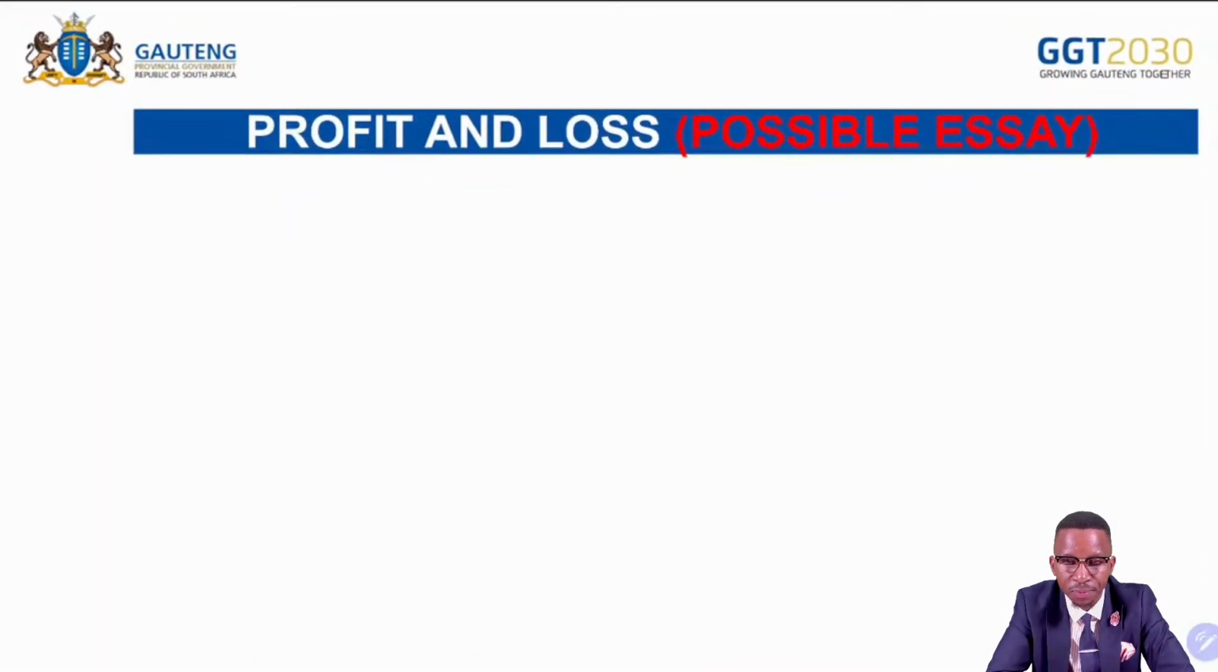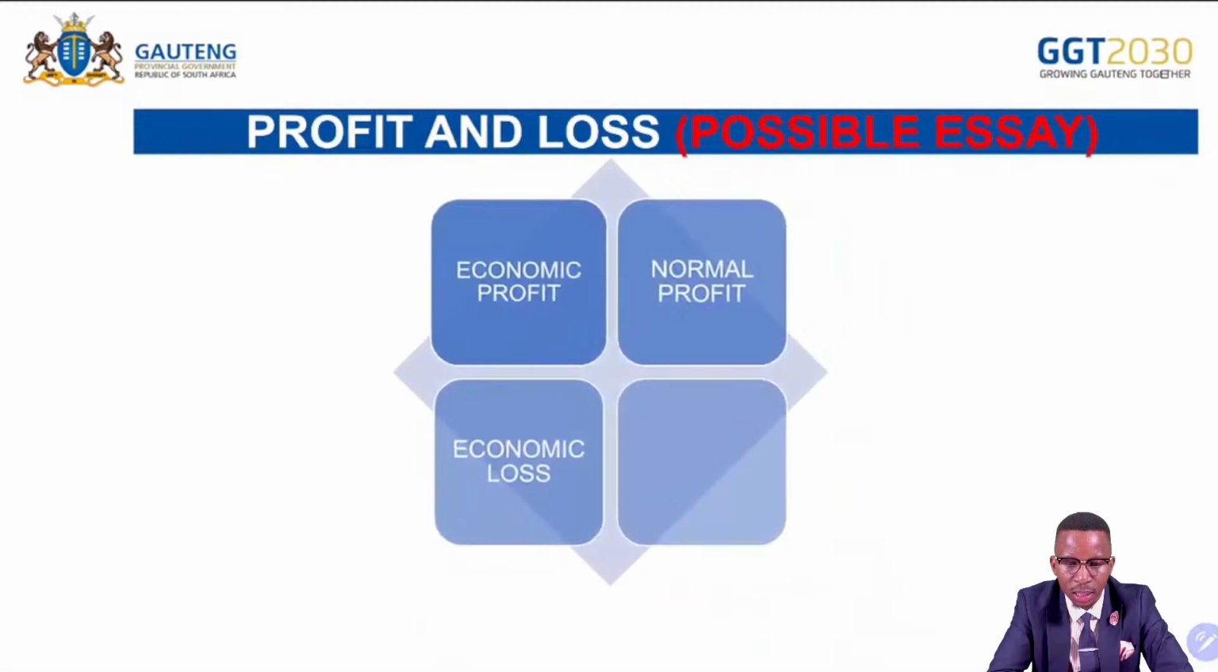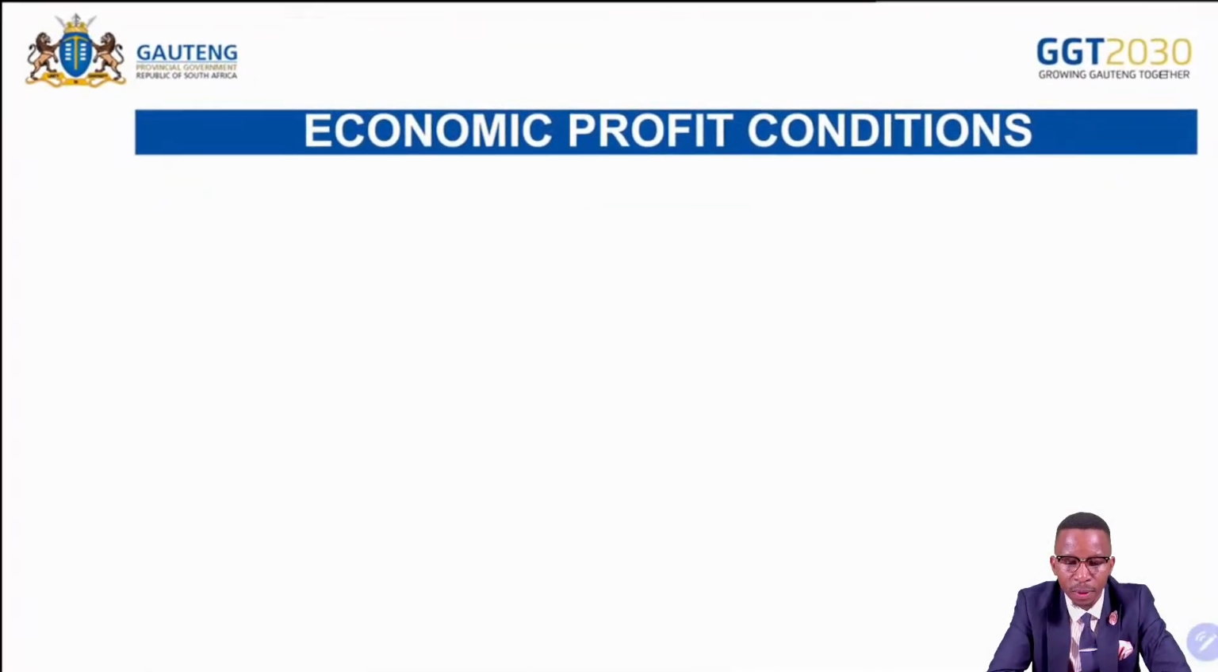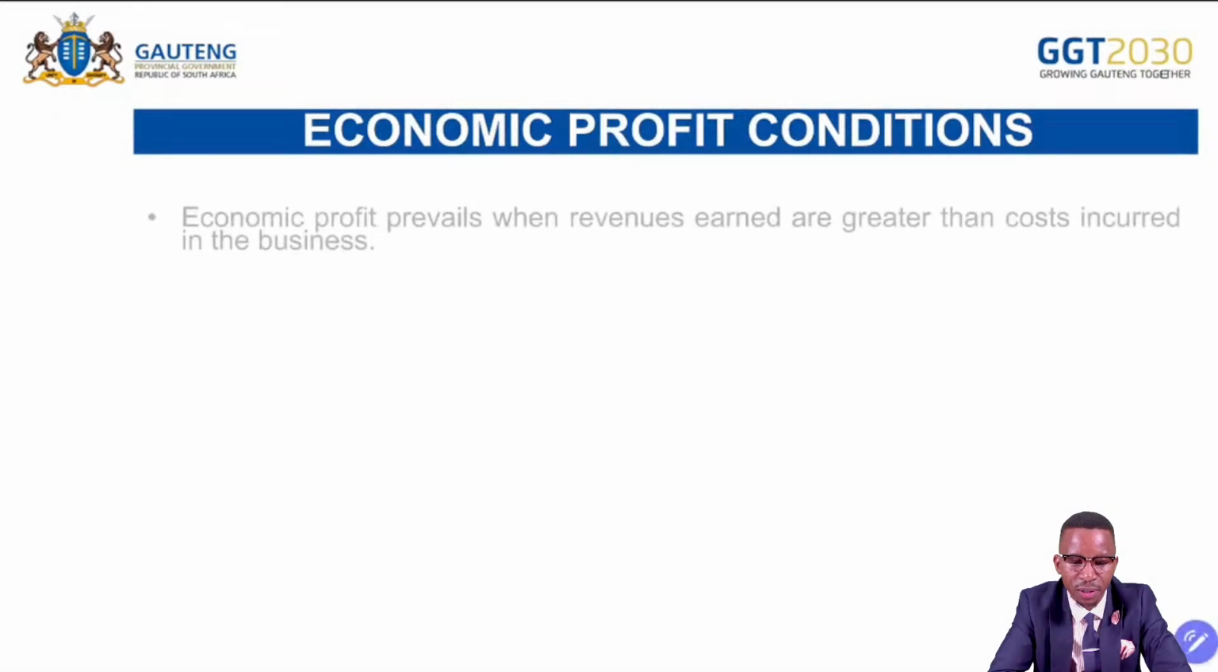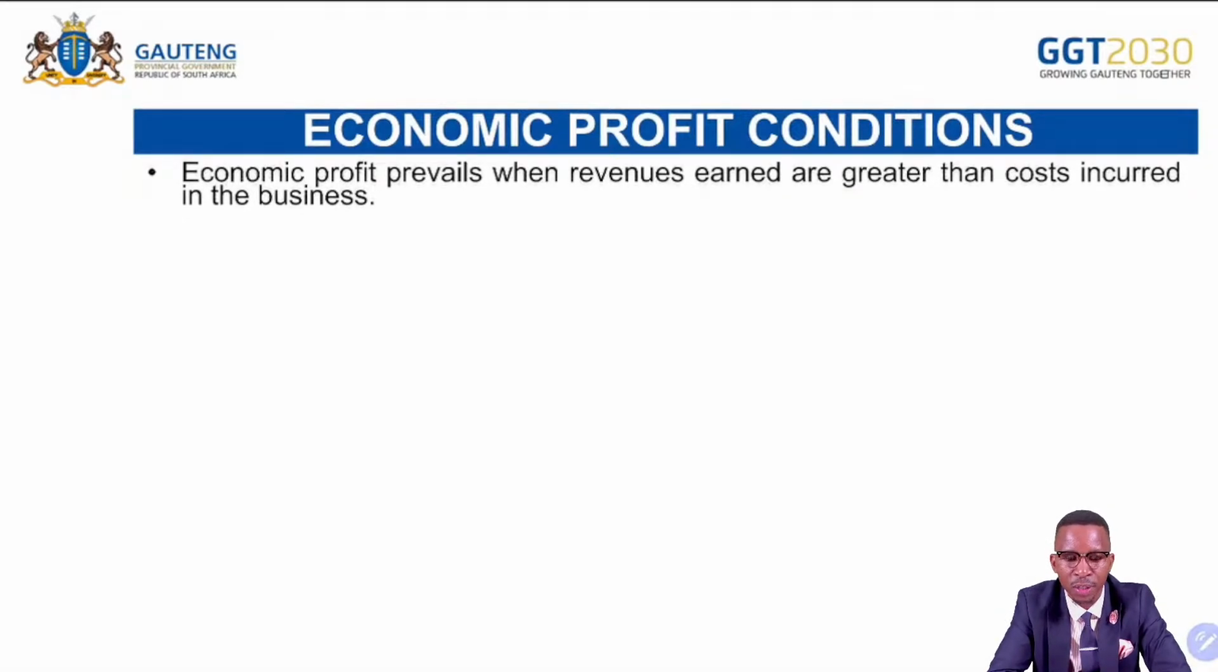Profit and loss. In this case, we will be explaining profit and loss for the firm under the monopoly, including normal profit. These are the equilibrium positions. It's also a possible essay. You can be instructed, according to the exam guideline, to discuss in detail two equilibrium positions for the firm under the monopoly. So you must be able to draw those graphs, explain them and show those conditions. Economic profit conditions. Graphically now, so please follow me.